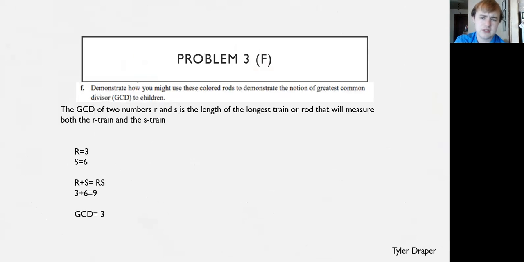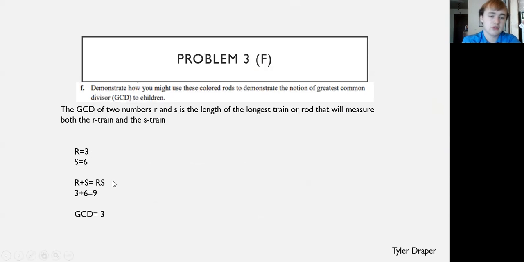Demonstrate how you might use these color rods to demonstrate the notion of greatest common divisor to children. The greatest common divisor of two numbers, R and S, is the length of the longest train or rod that will measure both the R train and the S train. For example, we have our R train that equals 3, our S train equals 6.